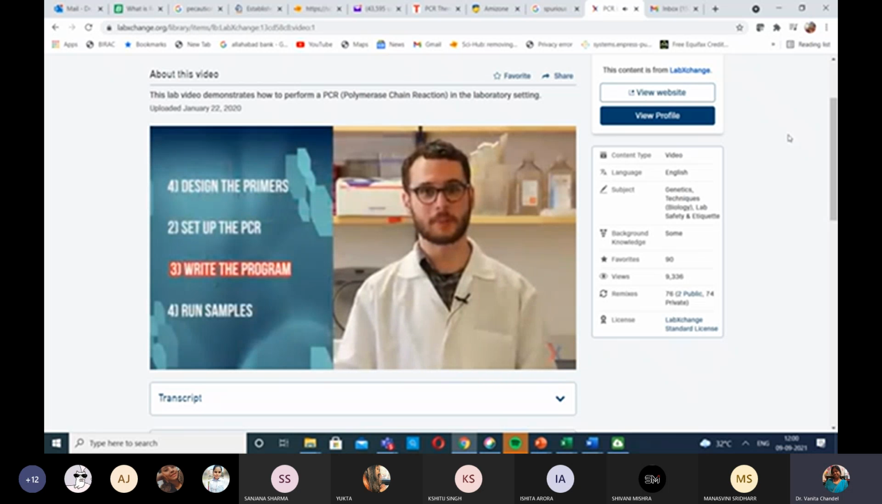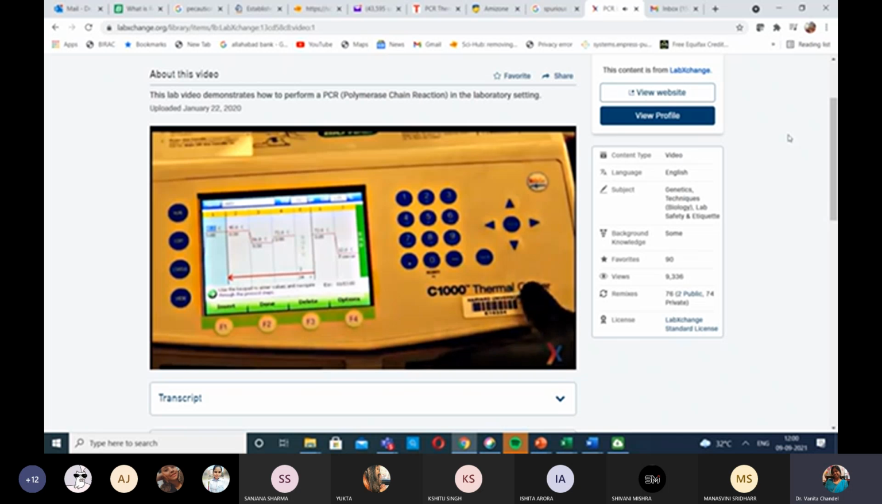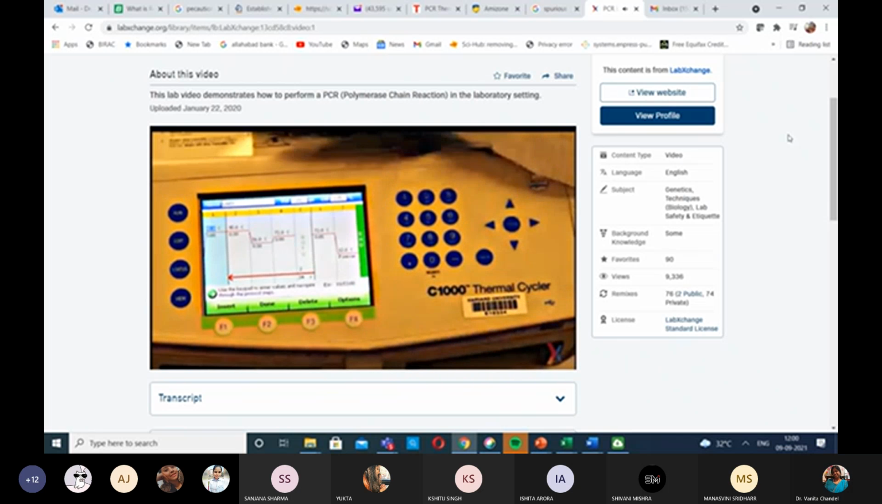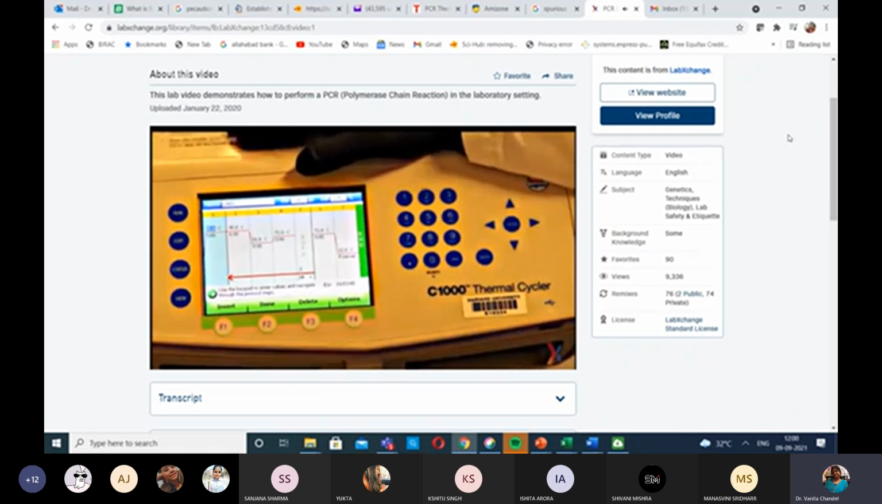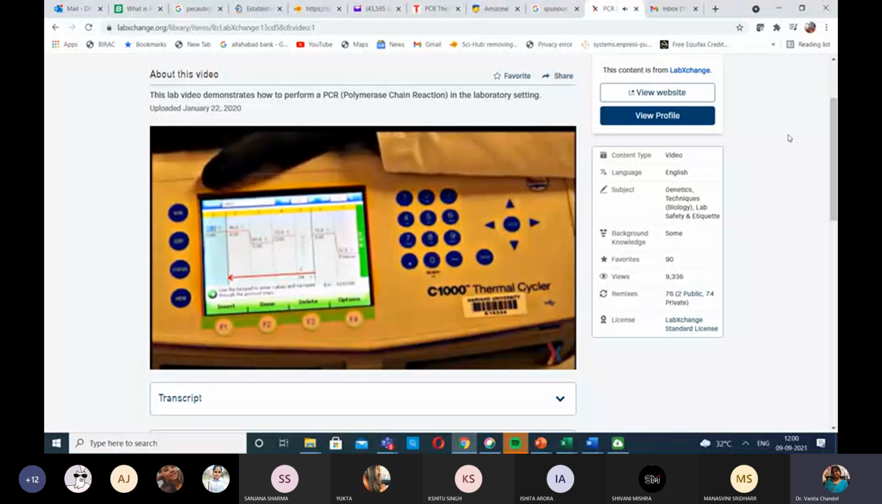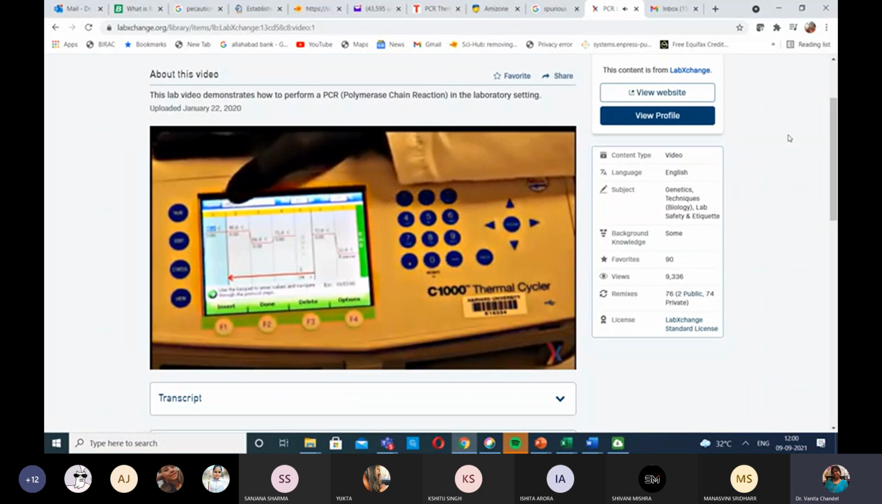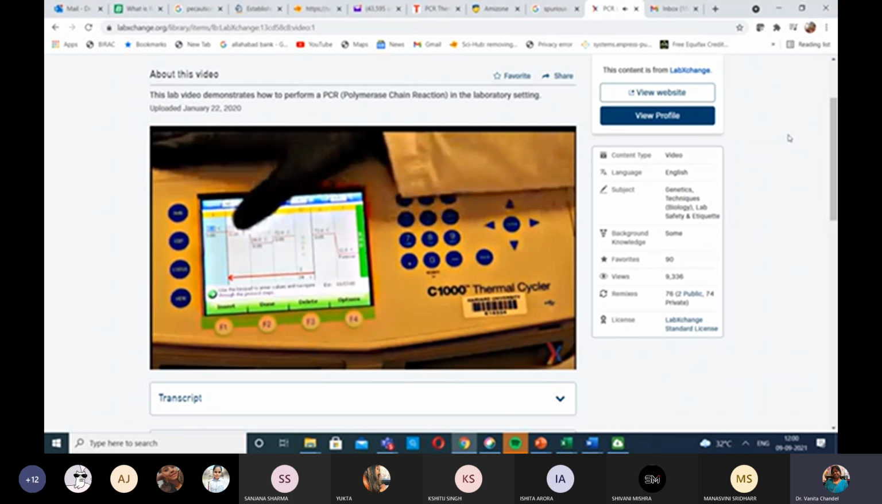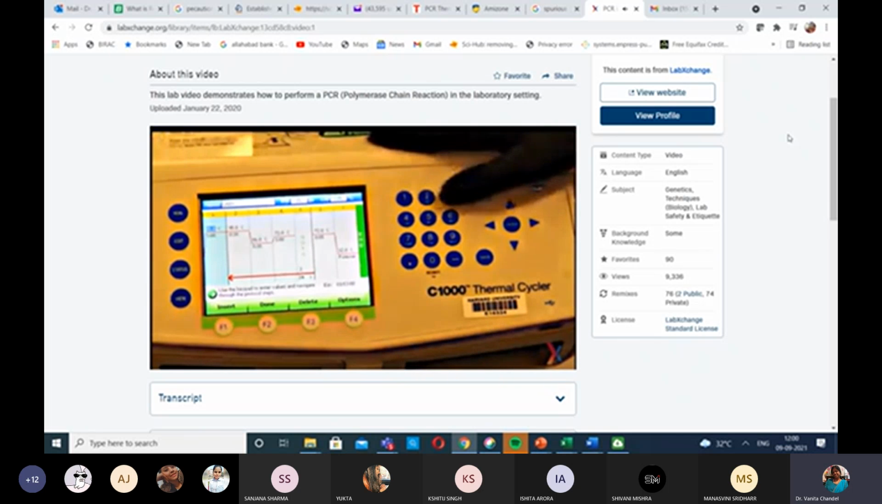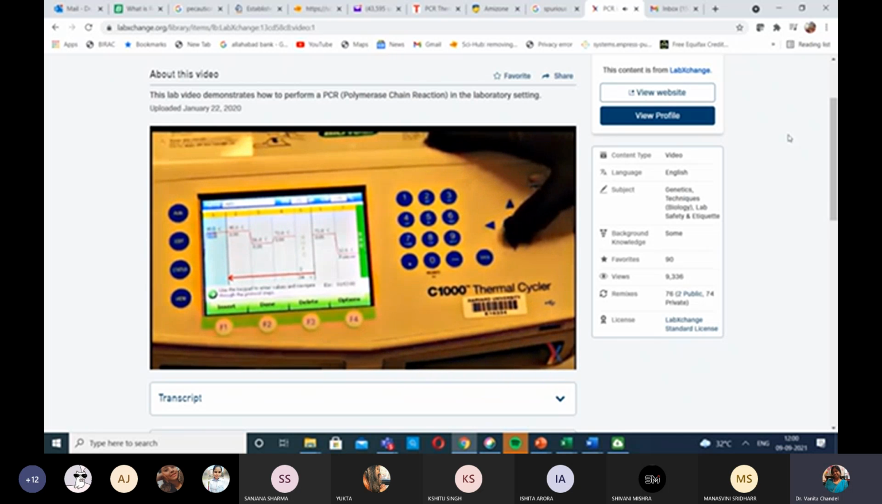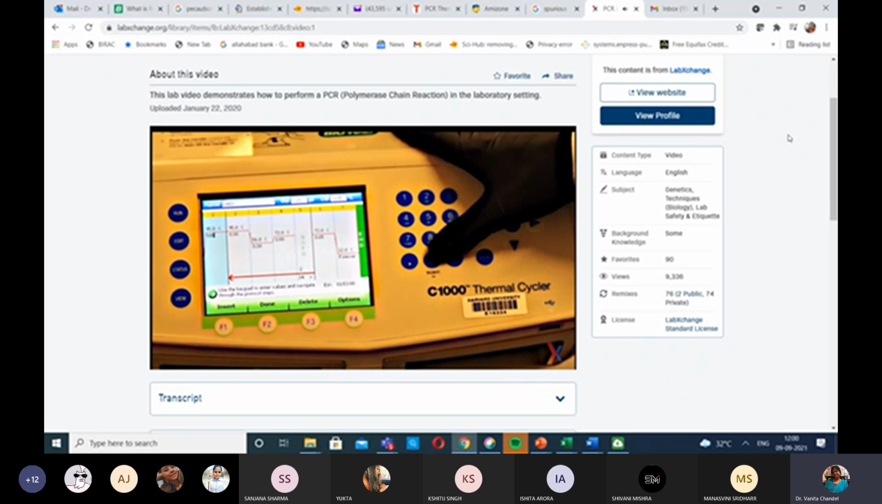Next, I'll need to write a PCR program into the thermocycler before adding my sample. Here's the thermocycler screen that shows the schematic of the PCR reaction, with each step from left to right, and steps 2 through 4 here will be repeated within each PCR cycle. So the first step is the initial denaturation step. I want this to be at 95 Celsius, and I want this for 5 minutes.